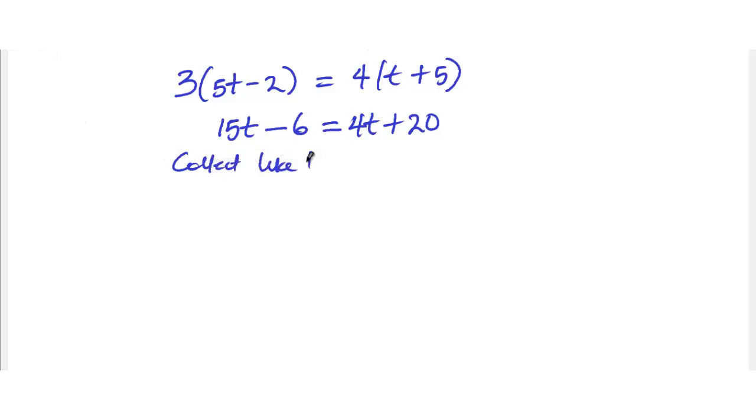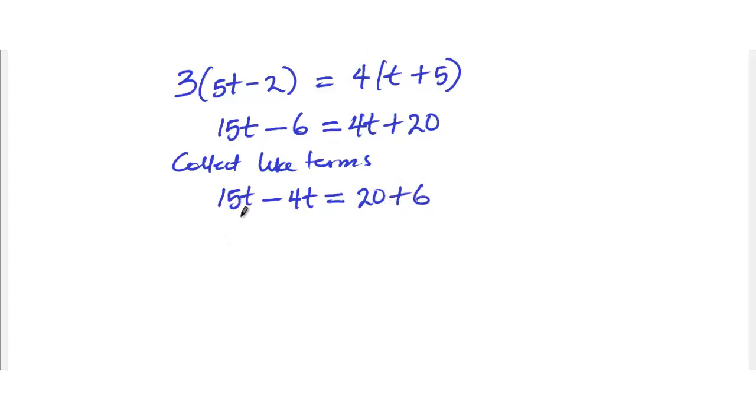Collect what? Like terms. So if we collect like terms, we are going to be having what? 15t. 4t is coming in, it will now be minus 4t. Don't forget, this is positive 4t and it's crossing the equality sign to turn to negative. And it's equal to what? This is plus 20. Then minus 6 is coming in, will now be plus 6.